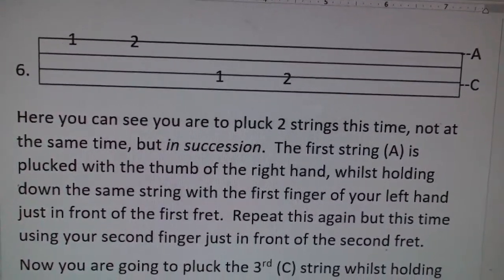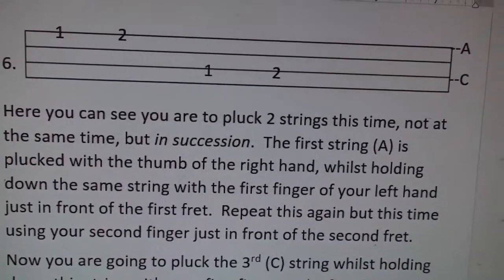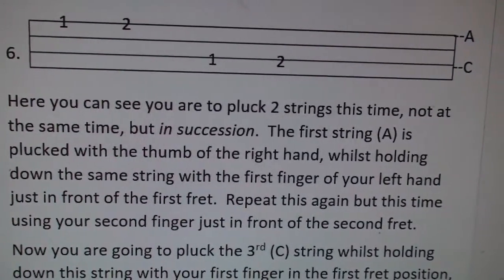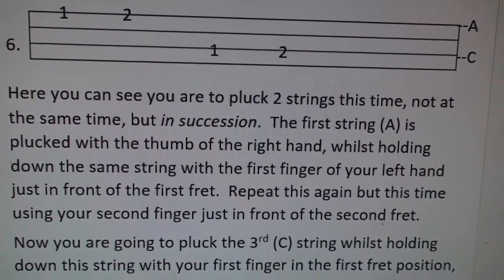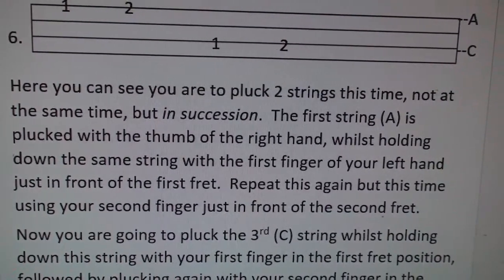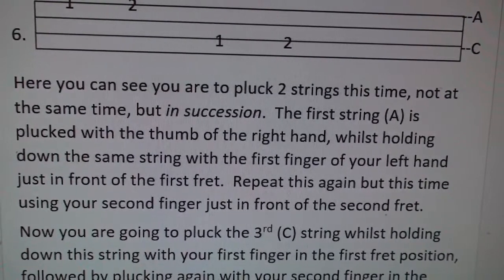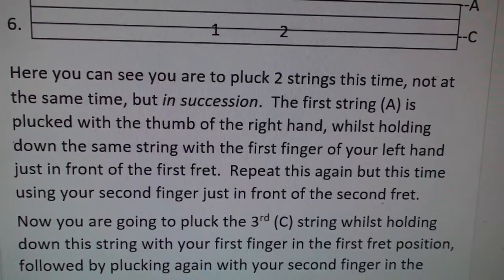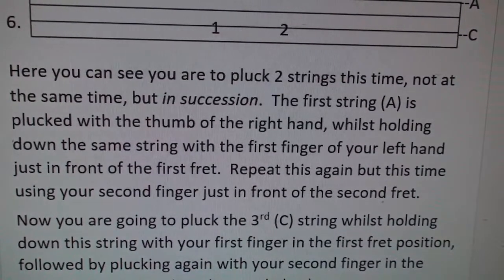Right, in this diagram you can see that you're going to be plucking 2 strings this time, not at the same time but in succession. The first string, the A string, is plucked with your thumb of the right hand, whilst holding down the same string with the first finger of your left hand just in front of the first fret, as you've done before.